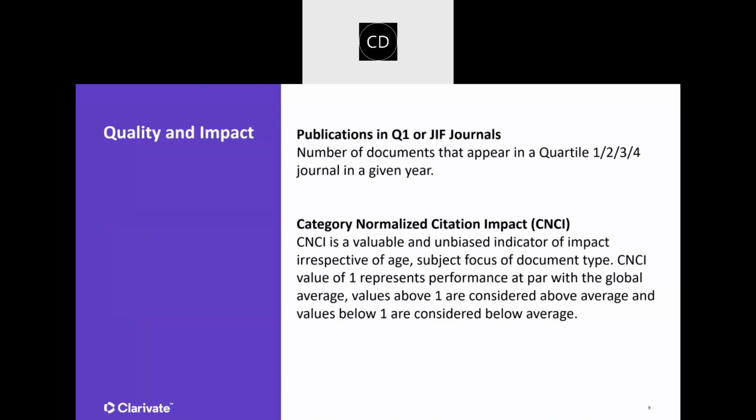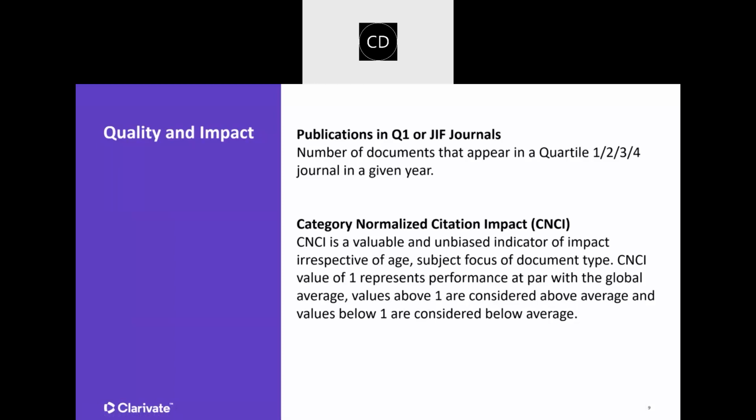Then we move on to quality and impact. These are some of the indicators that you can utilize. Publications, number of publications in Q1. Q1 refers to quartile 1 journals and all JIF journals. Then subsequently, for impact, you could look at category normalized citation impact, CNCI. I will be referring to this particular indicator quite regularly throughout the training session.